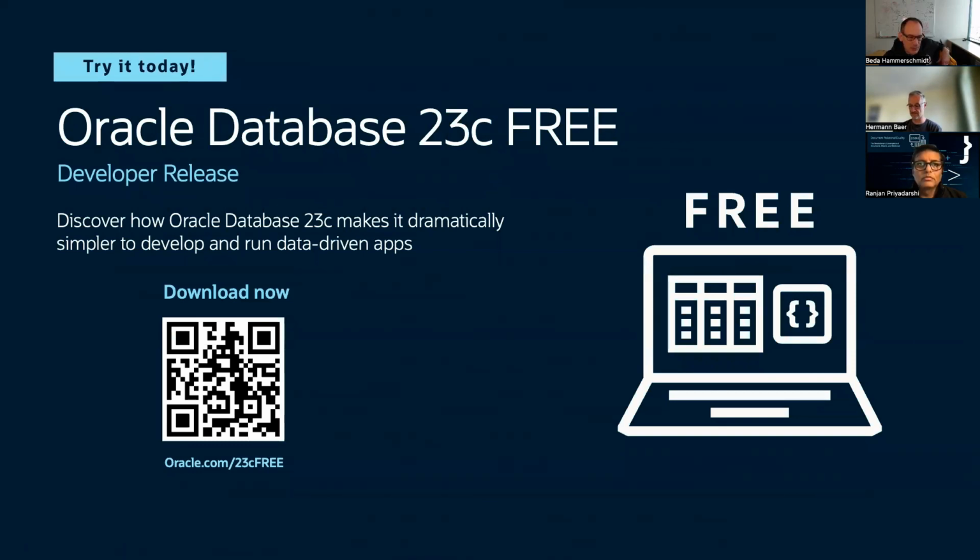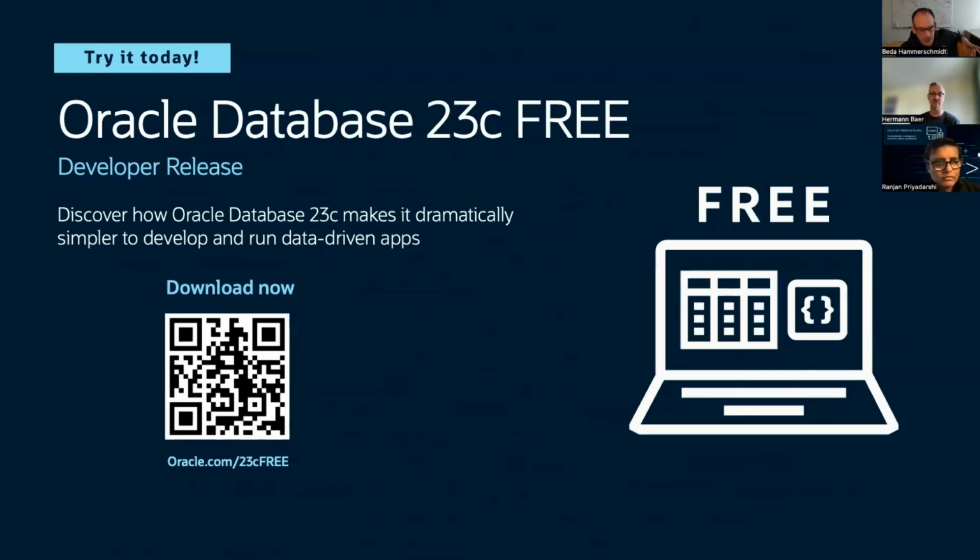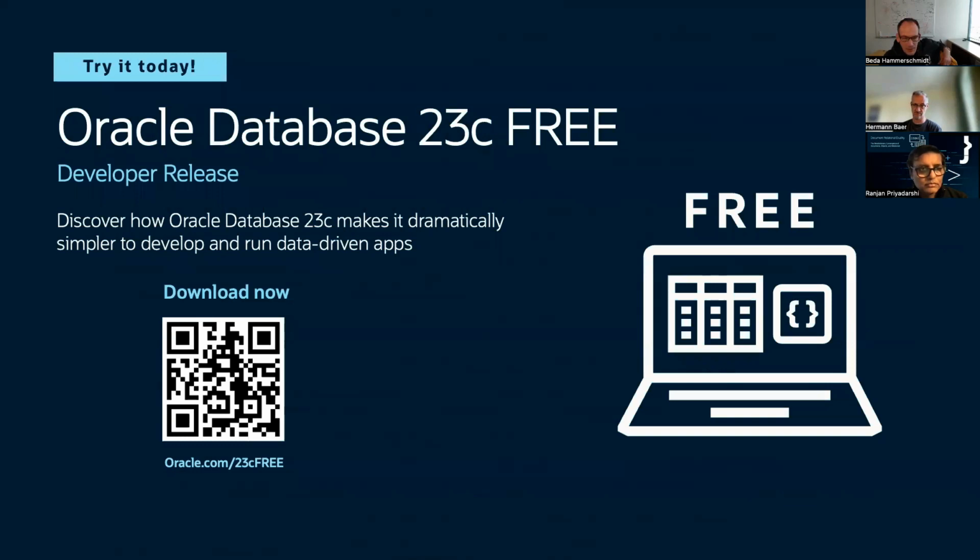And if you put your smartphone at this barcode, you will see a blog which gives you the links where you can download and install it. I don't think you even have to sign up. You can just follow these links and download this version. There's a VM, and there is a Docker image, I believe.